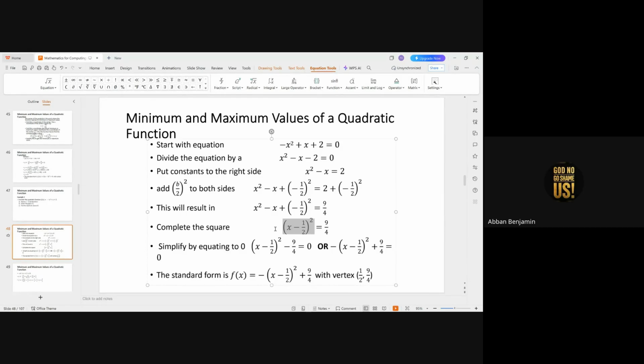But why 9 over 4? 9 over 4 because we simplified this. You get 2 plus 1 over 4. That's 1 over 4, so 2 plus 1 over 4 is 9 over 4. You take the least common multiple, which is 4. 1 will go into 4, 4 times, multiplied by 2 is 8. Plus 4 goes into 4, 1 time, multiplied by 1.